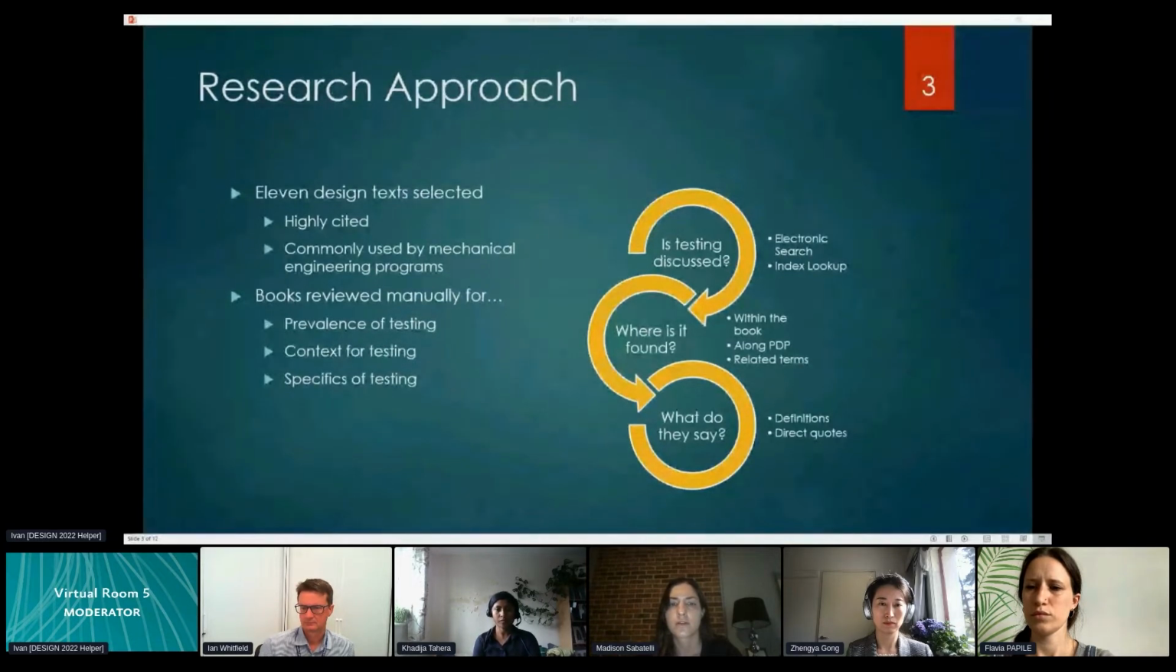Then we want to look at the context for testing. So where is it found? Where within the book? What chapter number? What page numbers? Where along the product development process? So is it found early in the problem definition stages, or is it discussed very late in the production and manufacturing stages, or somewhere in between? And finally, in this phase, we wanted to identify some adjacent terms or testing related terms that appear in the book.